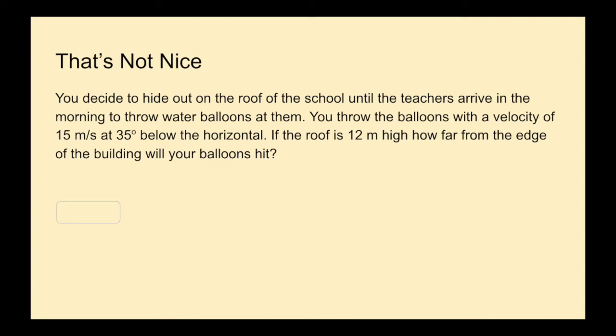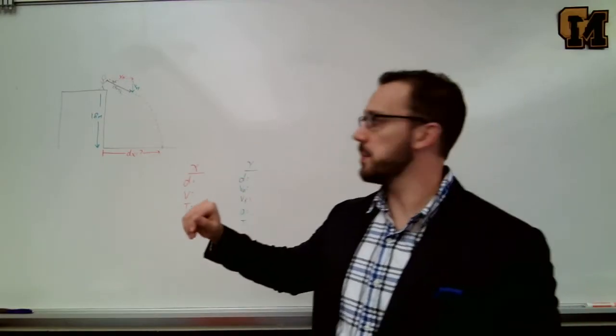You decide to hide out on the roof of the school until the teachers arrive in the morning to throw water balloons at them. You throw the balloons with a velocity of 15 meters per second at 35 degrees below the horizontal. If the roof is 12 meters high, how far from the edge of the building will your balloons hit? We have our drawing done up here on the board.